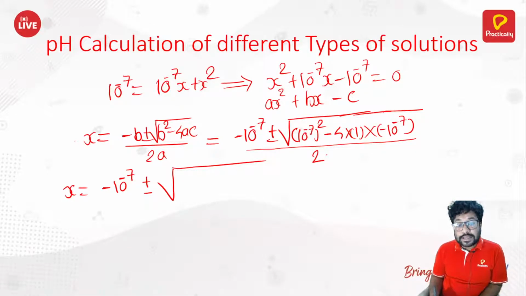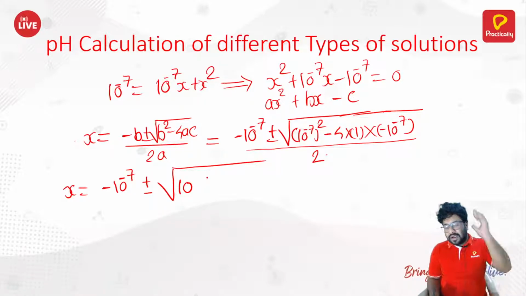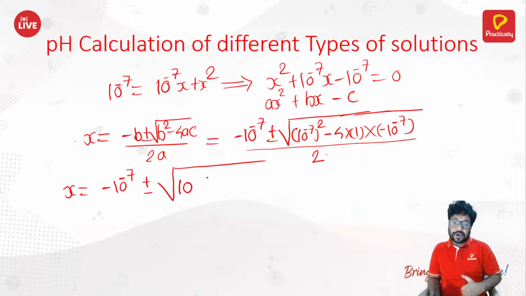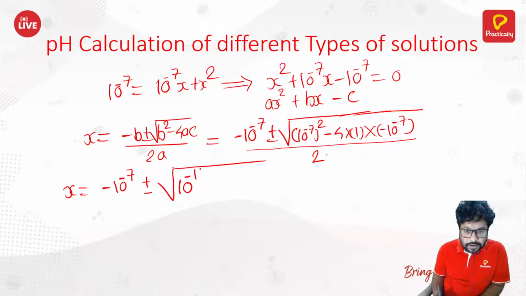So 10 raised to minus 7, squaring it will become what? If you square it, it will become 10 raised to minus 14. But then again, you will take the square root of it, right? So it will ultimately become 10 raised to minus 7 only. But anyways, let's write it first. 10 raised to minus what? 14.